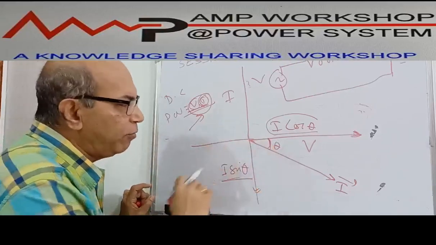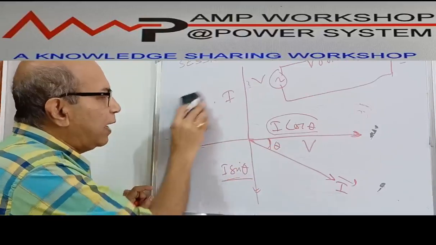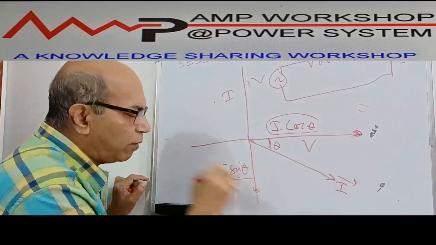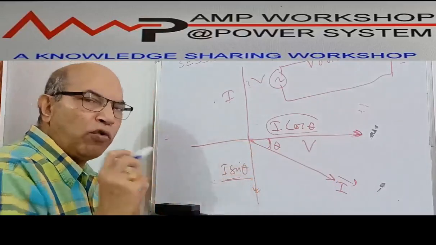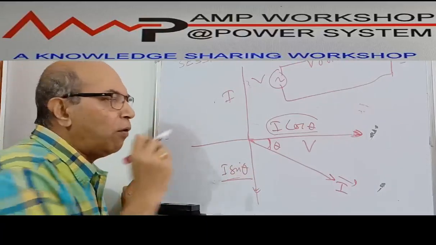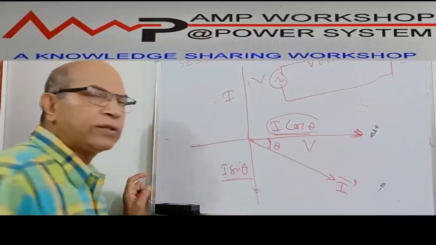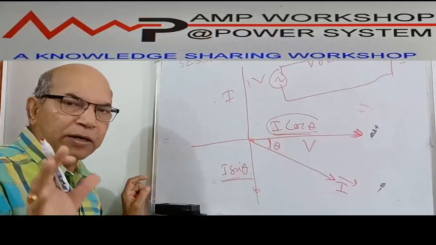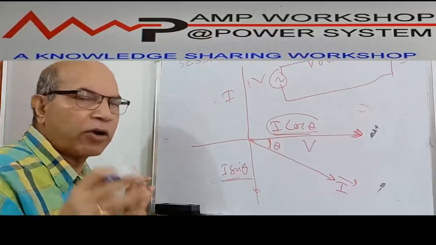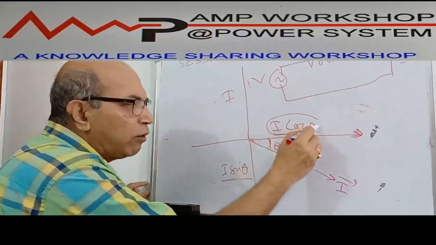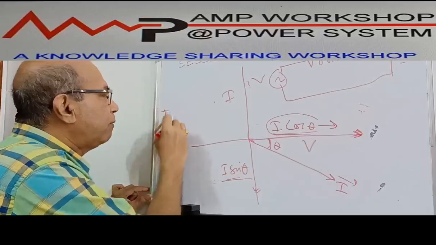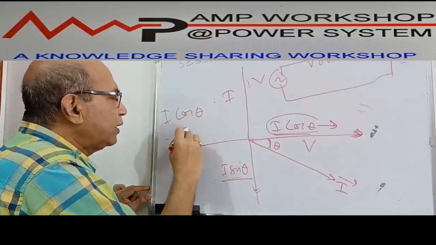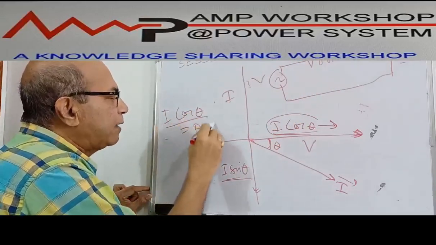Now here, the current is not along the voltage. One component of the current is along the voltage, and another component is perpendicular to the voltage. So which component will give us the power? Only the component along the voltage will give the actual power, the mechanical or thermal power. This component, I cos theta, where I is the total current in the circuit, we call the active current.